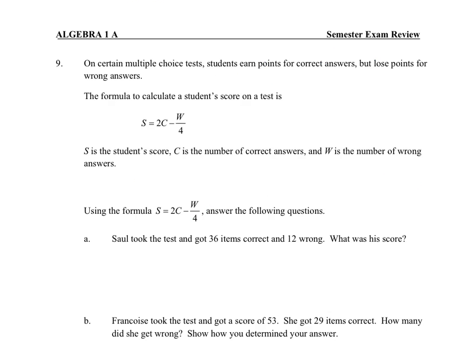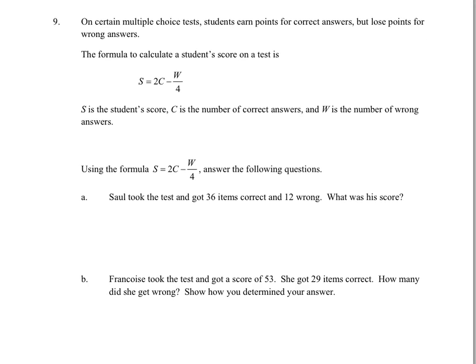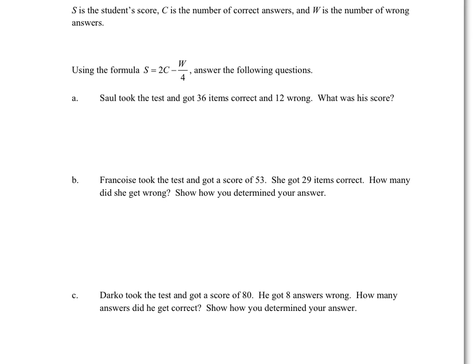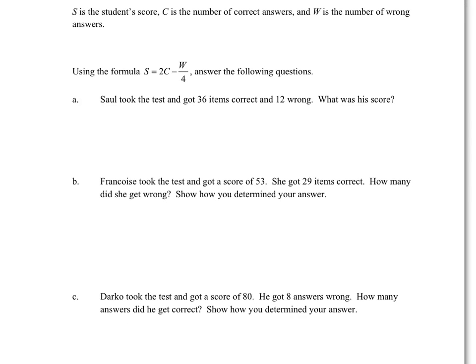Question 9. On certain multiple choice tests, students earn points for correct answers, but lose points for wrong answers. The formula to calculate a student's score on a test is S equals 2C minus W over 4. S is the student's score, C is the number of correct answers, and W is the number of wrong answers. So using the formula S equals 2C minus W over 4, answer the following questions.